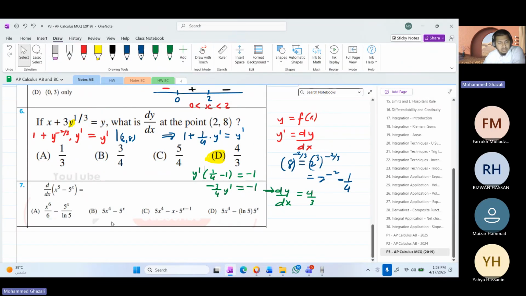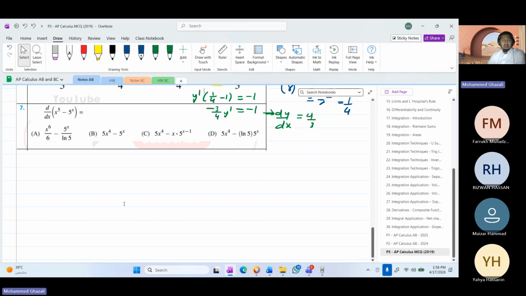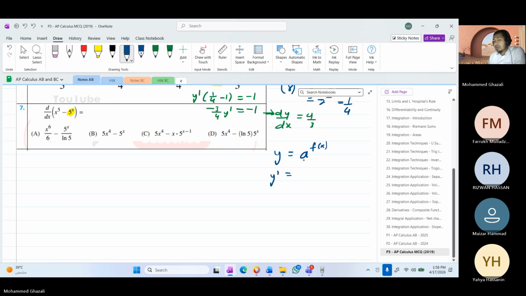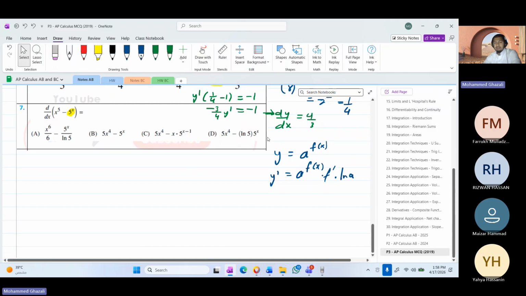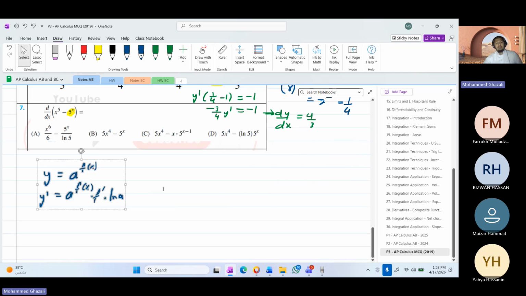Let's look at this one here. The derivative of this is a very important question, right? Because they're testing you on something. Look at the way this is represented. What's the derivative of a function a to the power f of x? It's going to be a to the power f of x times f prime x times ln a. Good. Remember, the derivative of e to the power f of x is e to the power f of x times f prime x times ln e, but ln e is 1. That's the reason why we leave it out.